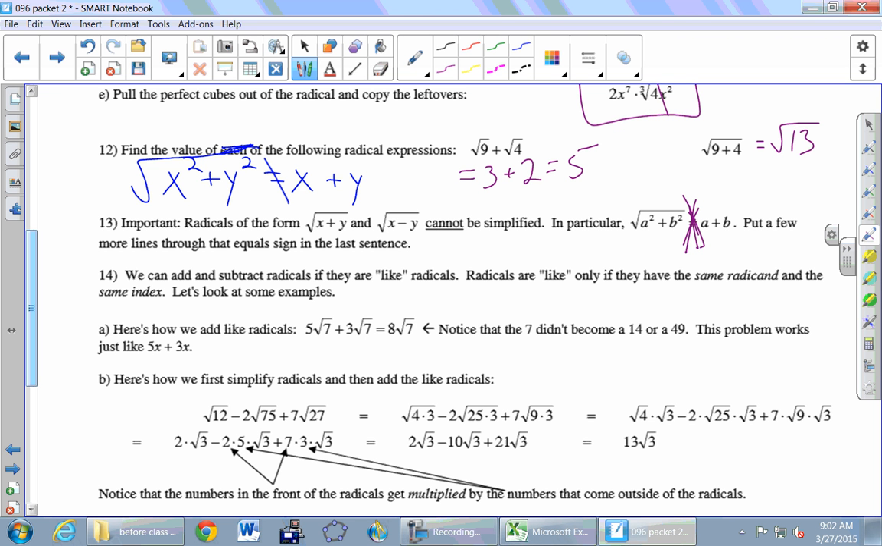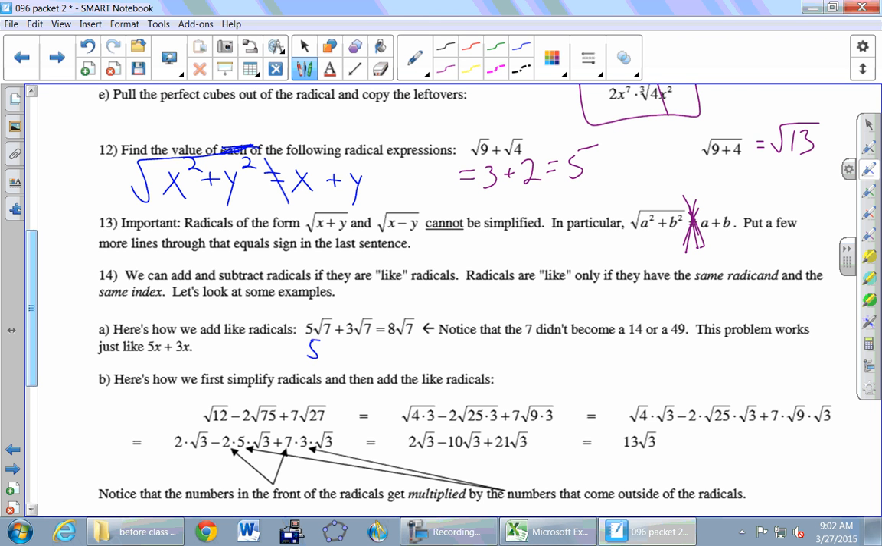Okay, so part A says we're going to add these two like radicals, 5 radical 7 plus 3 radical 7. There are a few different ways that seem reasonable to do this that aren't right, and there's one way that hopefully seems reasonable and is right. The correct answer here is 8 radical 7. But other possibilities are like 8 radical 14 or 8 radical 49. You might think, okay, I'm supposed to do something with those 7s, but you aren't.